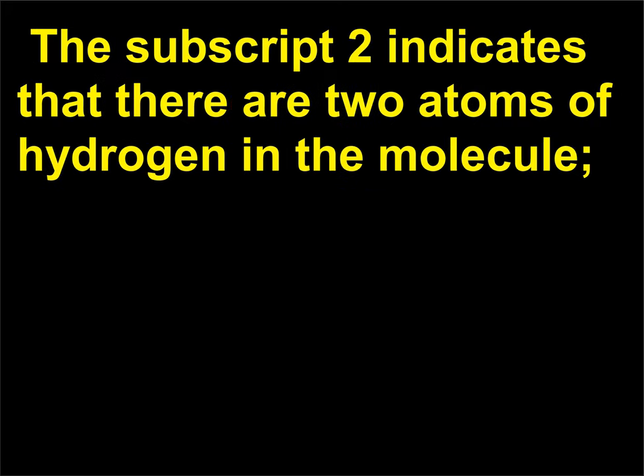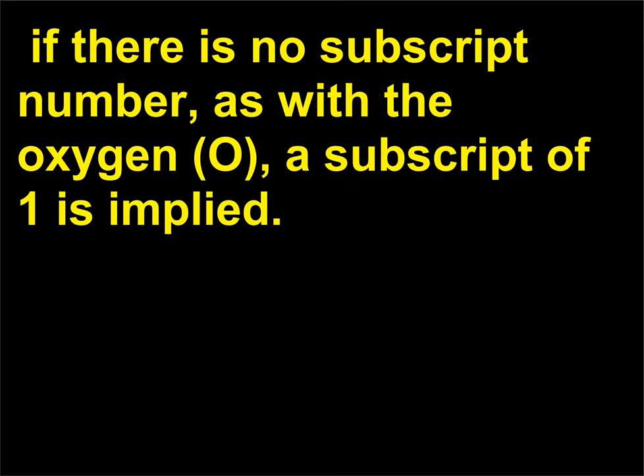The subscript 2 indicates that there are two atoms of hydrogen in the molecule. If there is no subscript number, as with the oxygen, O, a subscript of 1 is implied.